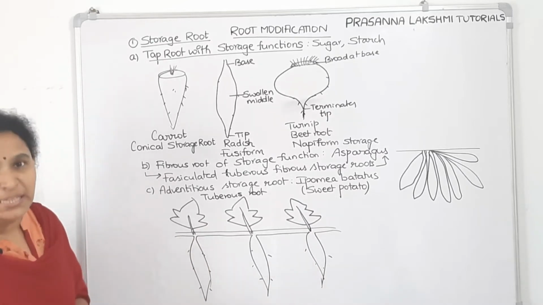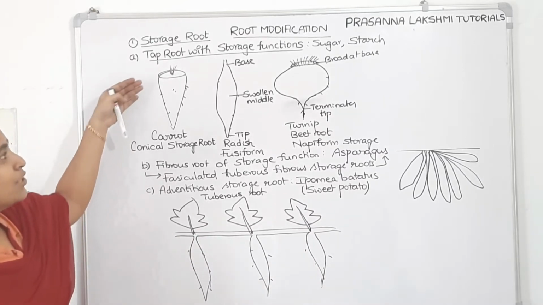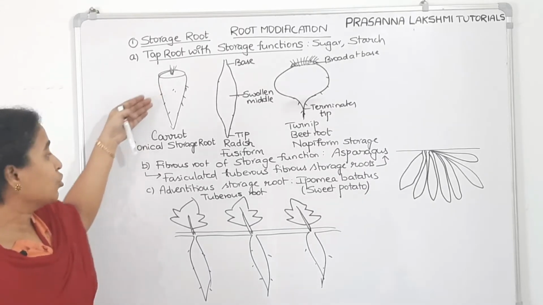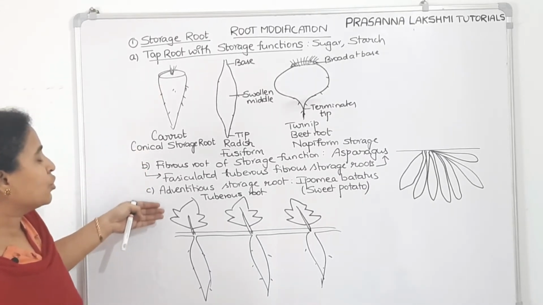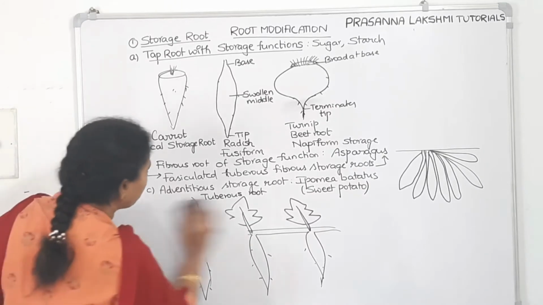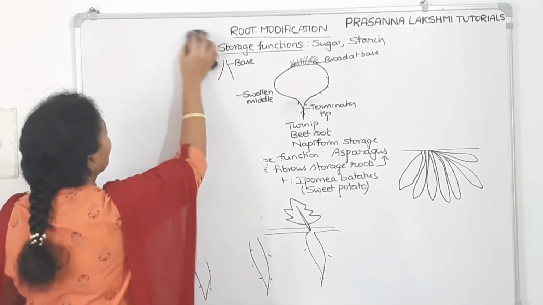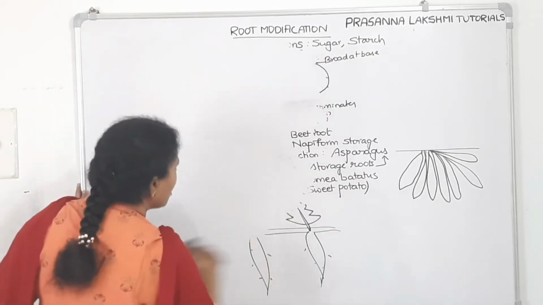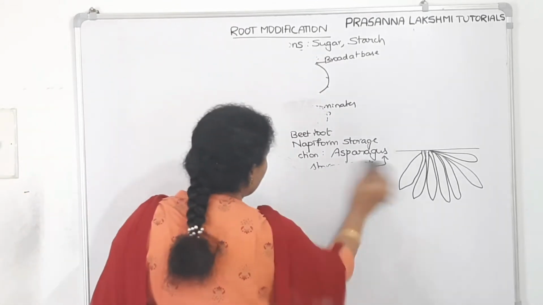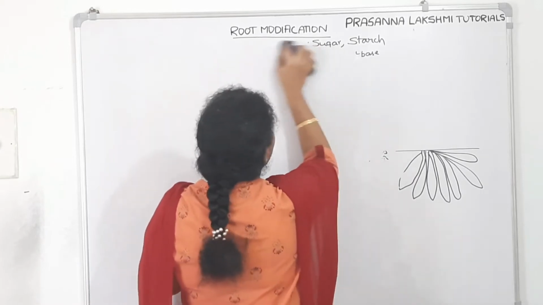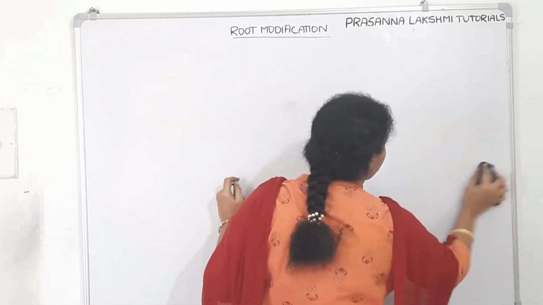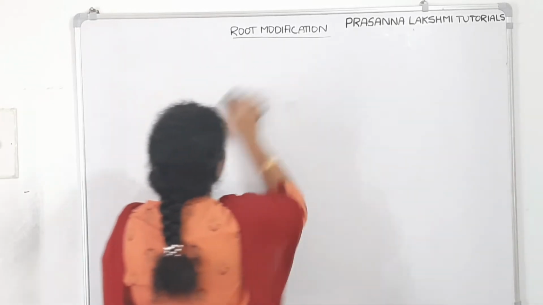Now let's go with the second modification. Under storage root, I showed you taproot storage root. I showed you fasciculated storage root. I showed you adventitious storage root also with examples we have seen. Now second type of root modification is nodular roots. In leguminous plants, we find the nodules on the roots which help in nitrogen fixation.